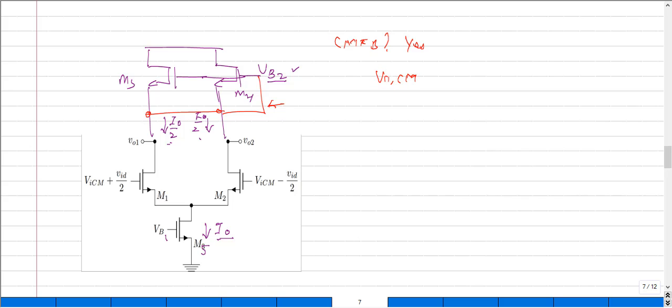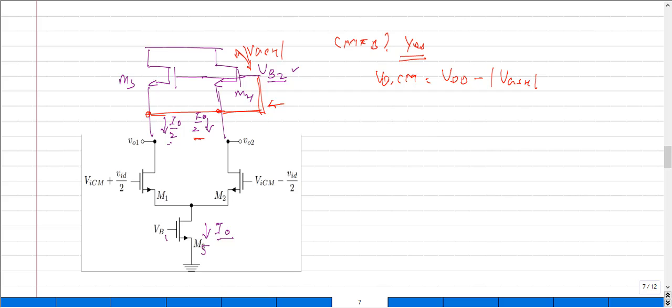Because if I state that the answer is yes, then I have to know a defined value of common mode output over here. So what could that value be? It's obvious right now the common mode output voltage could be written as VDD minus VGS4. So this kind of feedback, the one that I've drawn in the red color, would basically act as a kind of common mode feedback.